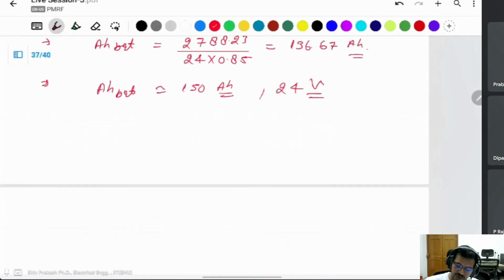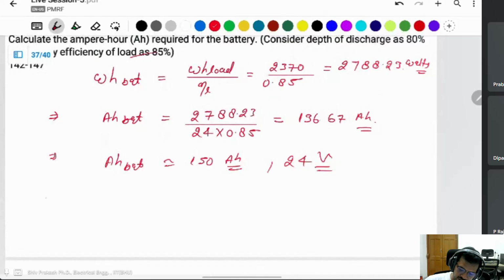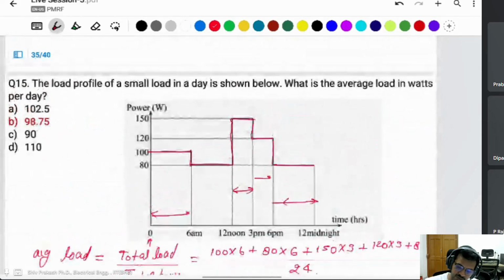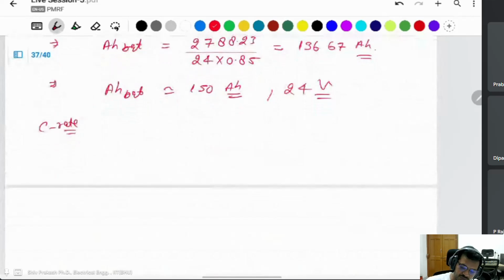To calculate the C rate, first calculate the maximum current which will be taken by the load. First calculate the maximum load. At that moment, it will take the maximum current from the battery. I max is 150 watt divided by the 24 volt battery, which will be 6.25 ampere.